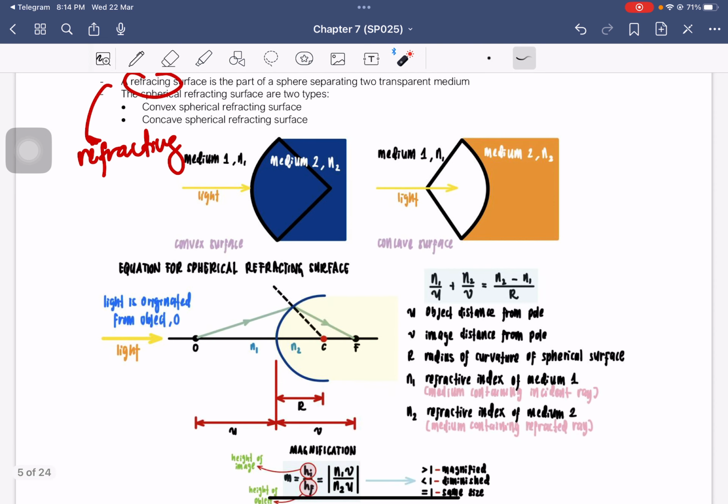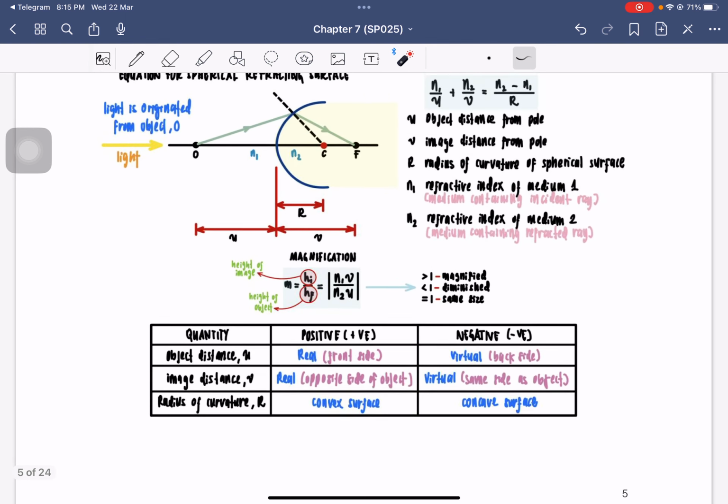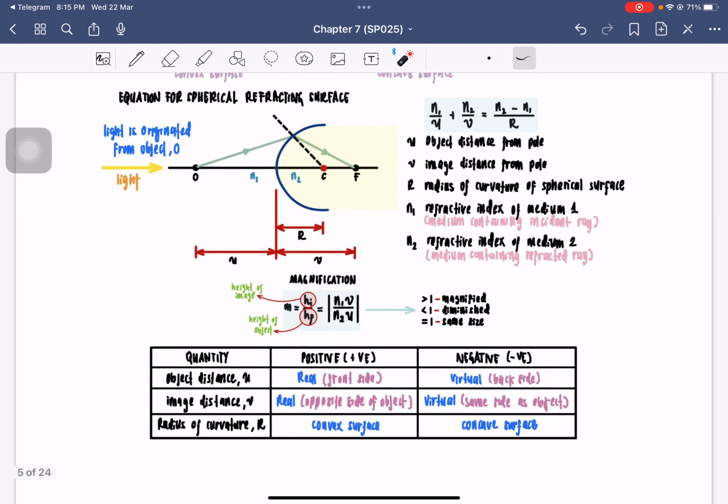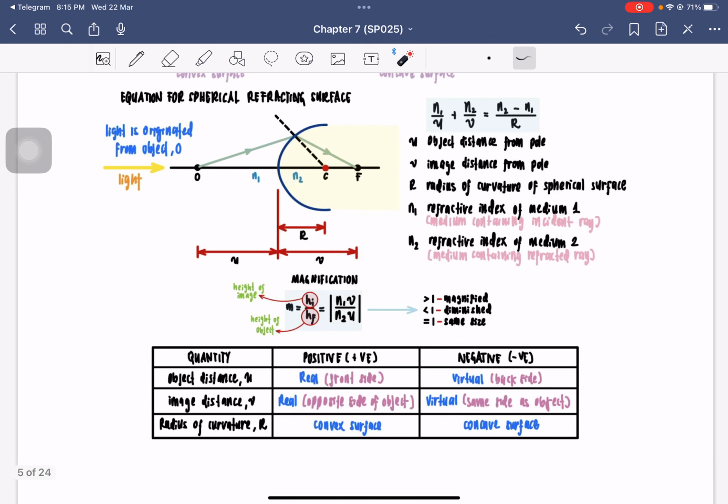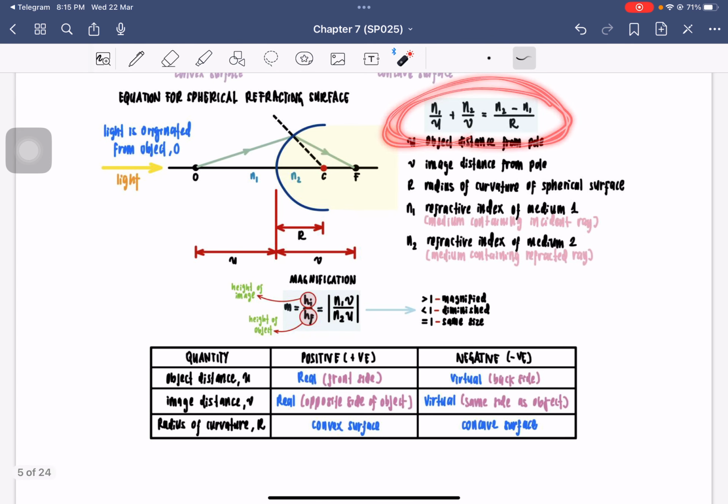This is the first medium, and the second medium is not always air. Sometimes it is air, or it is immersed in liquid, something like that. But these are the refractive indices. So let's look at the equation that we will be using. The equation is n1 over u plus n2 over v equals n2 minus n1 divided by r.